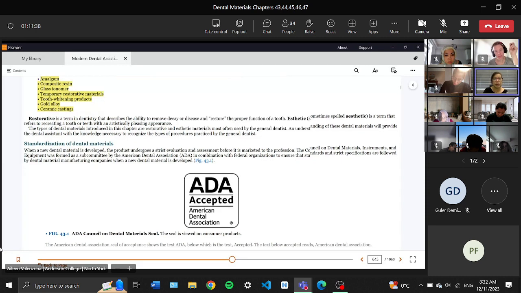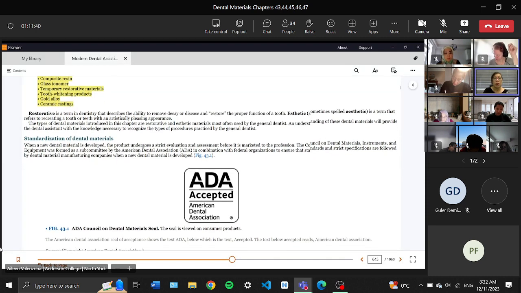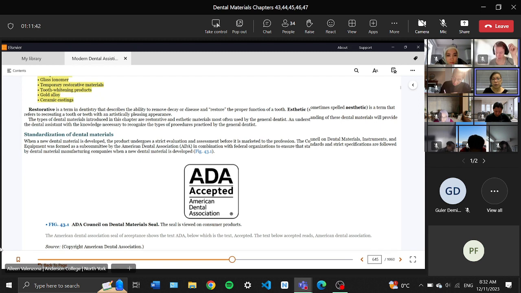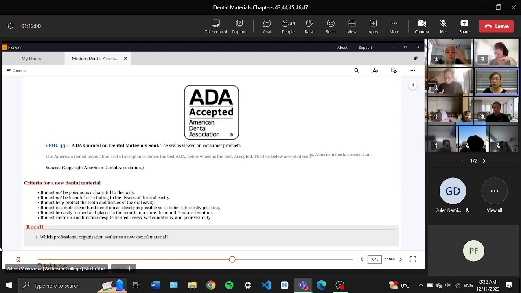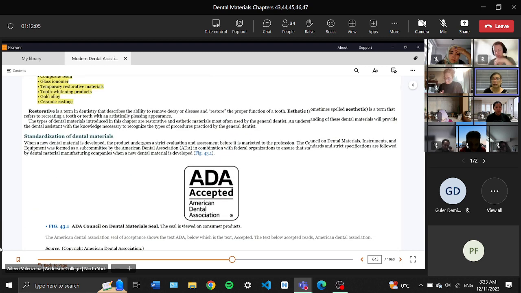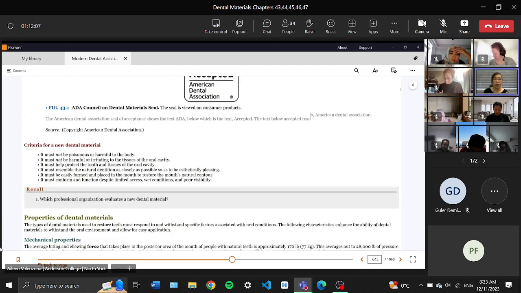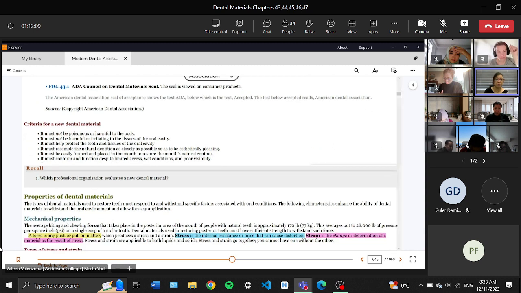Okay, so standardization of dental materials. When a new dental material is developed, the product undergoes a strict evaluation and assessment before it is marketed to the profession. The Council on Dental Materials, Instruments, and Equipment was formed as a subcommittee by the ADA in combination with federal organizations. Meaning, before they introduce a product, they make sure that it is ADA accepted and FDA accepted.